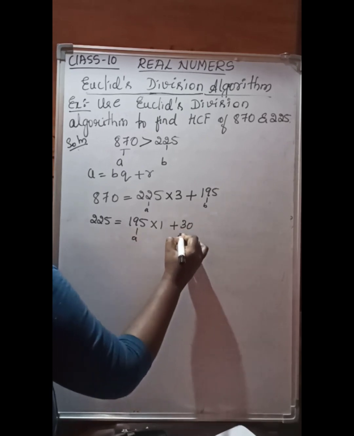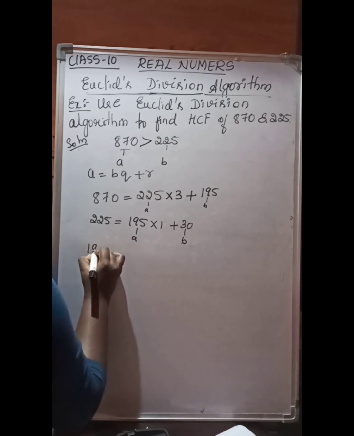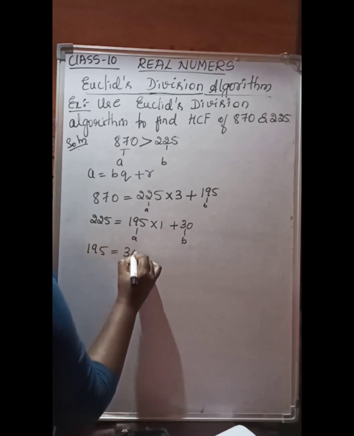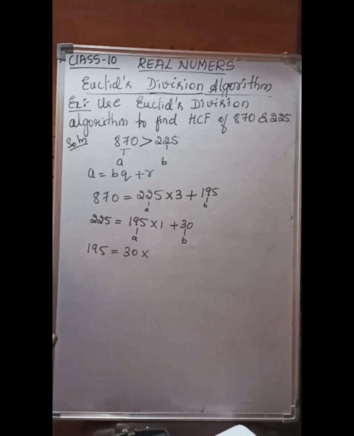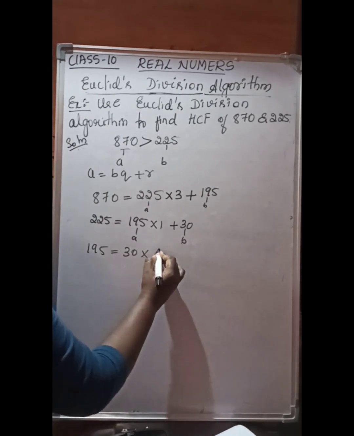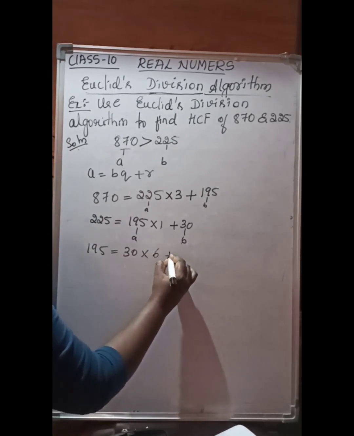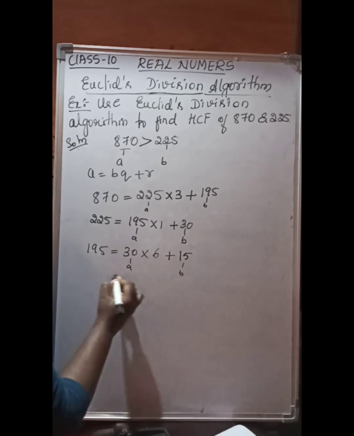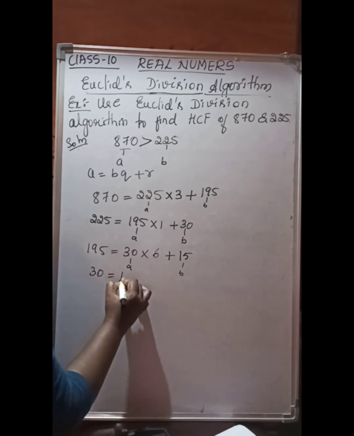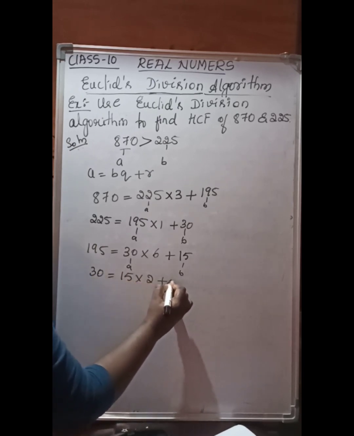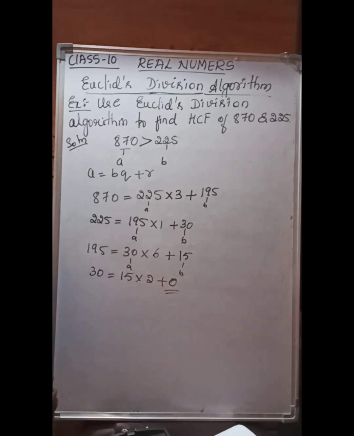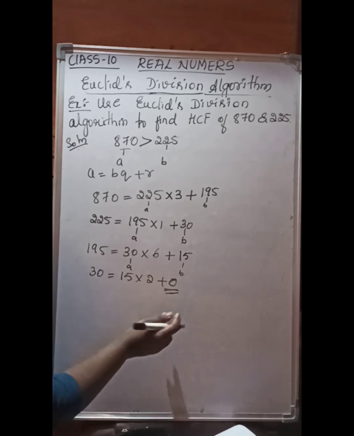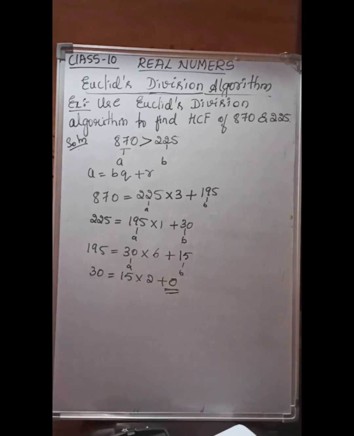So now consider this as A and this as B. 195 equals 30 into 6, it will become 180, so the remainder will be 15. Now consider this as A and this as B. So 30 equals 15 into 2 and then the remainder will be 0, isn't it? So until you get 0, you keep dividing. Okay, this is Euclid's division algorithm.